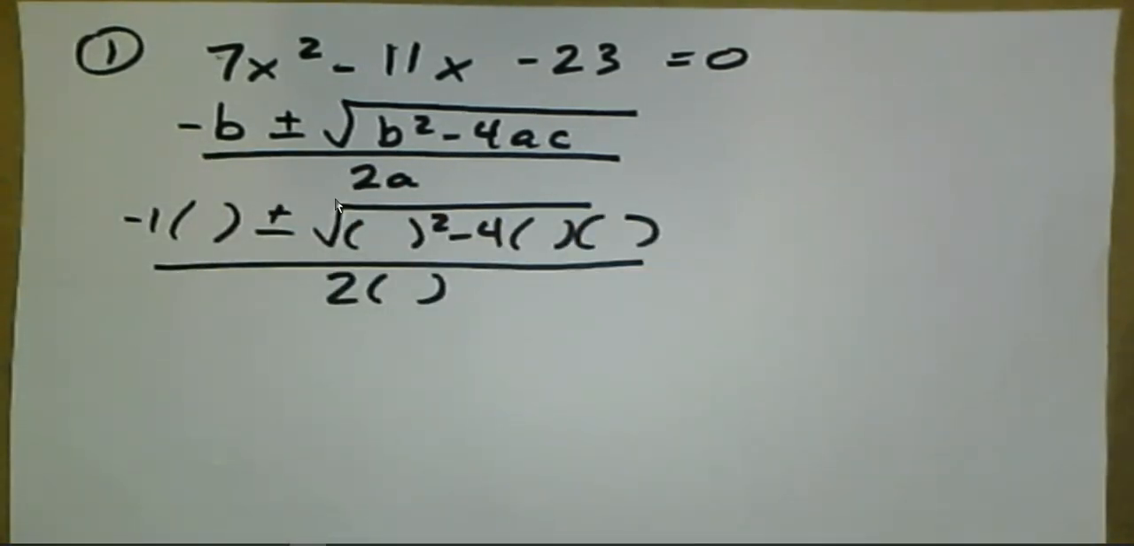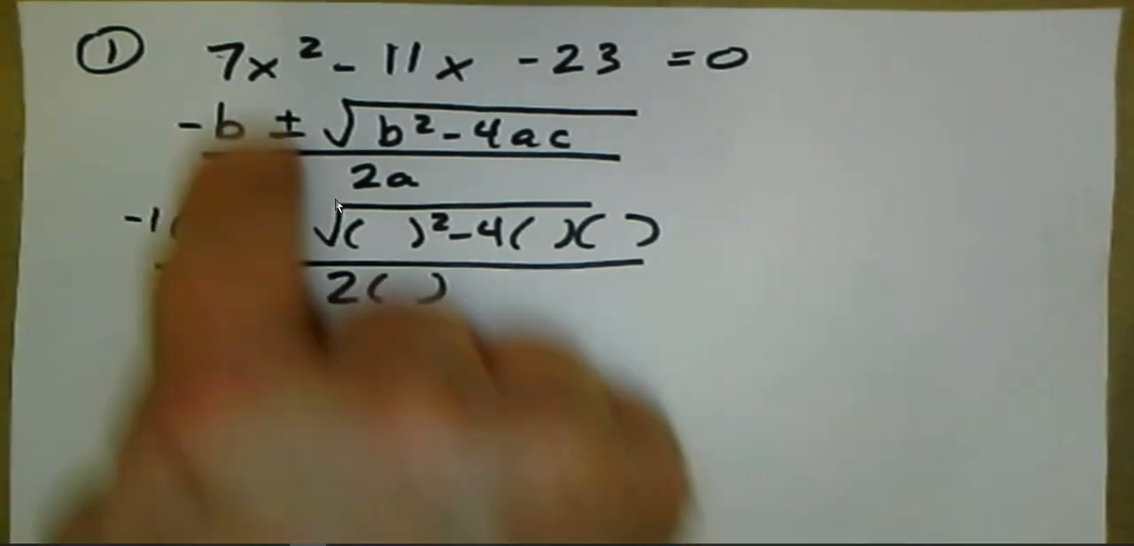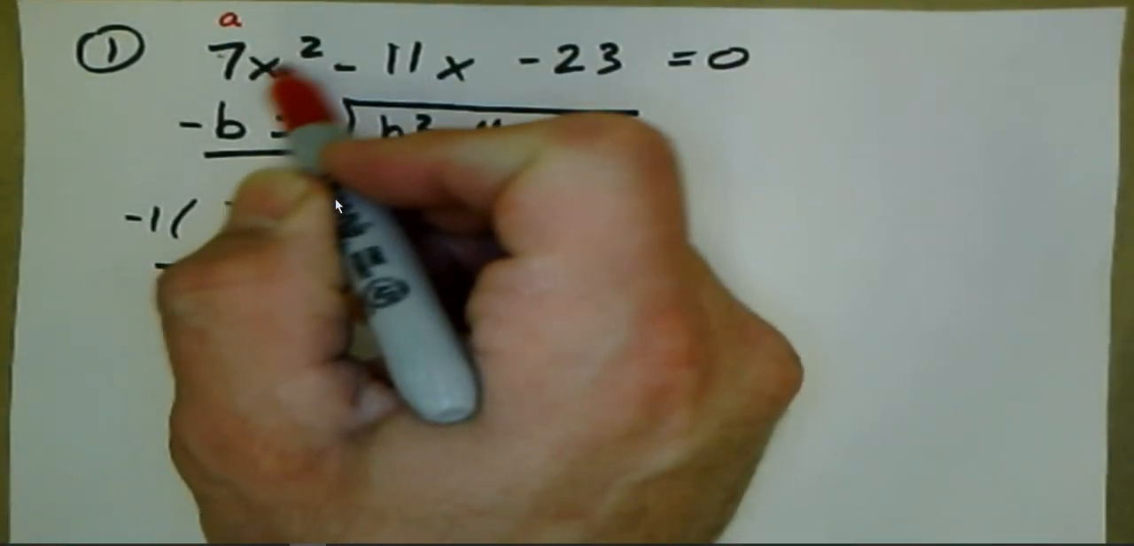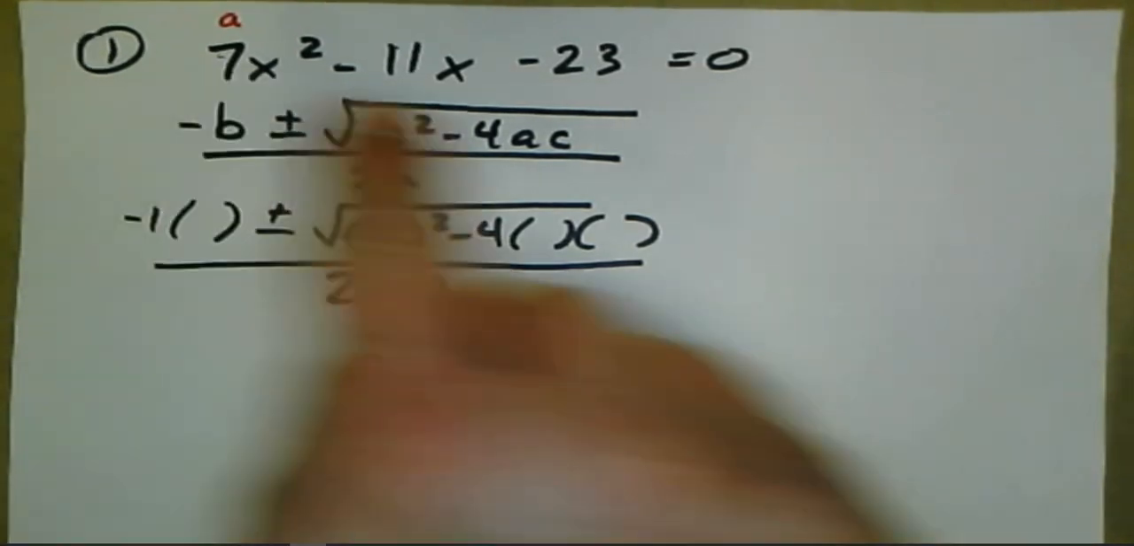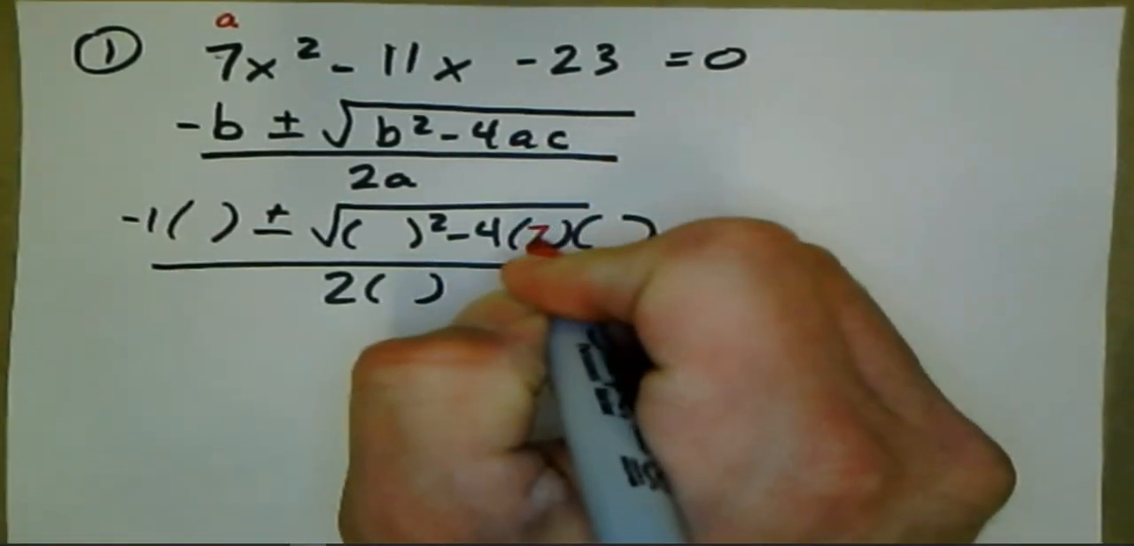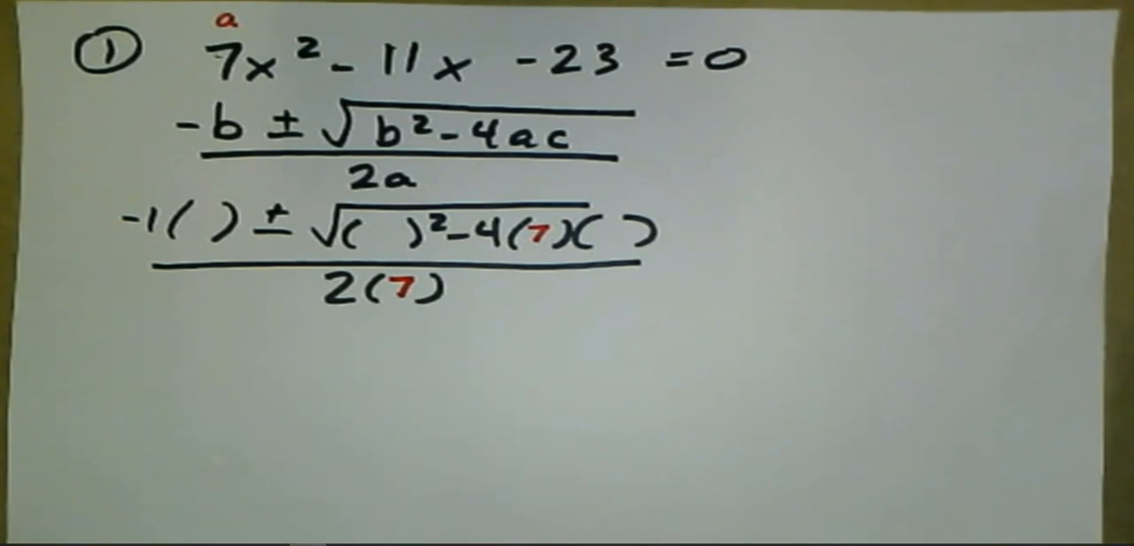So I like starting with the first letter. That's the 7. That is the a because it is next to a squared. All right? So 7's the a. So that means that the 7 will go here and here.